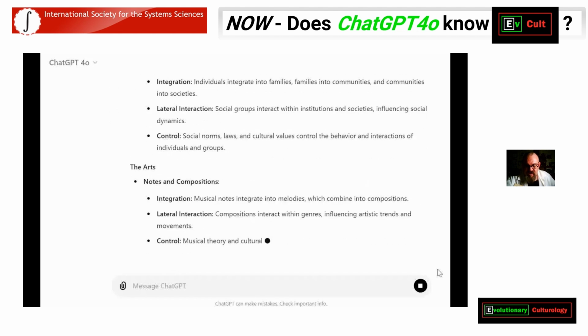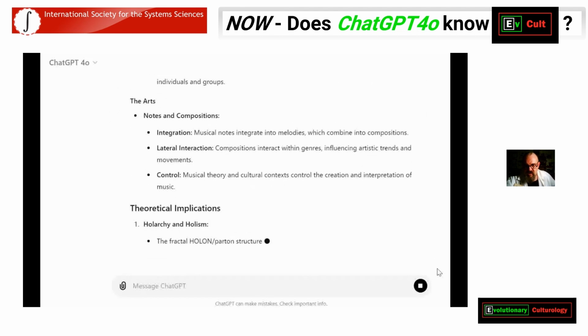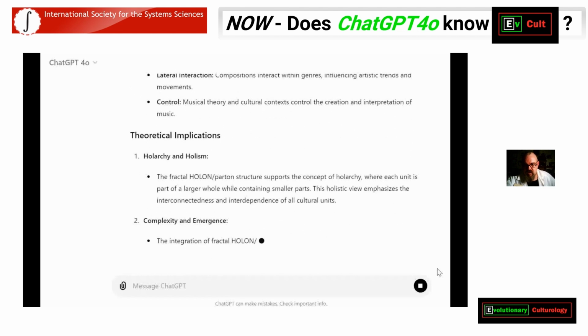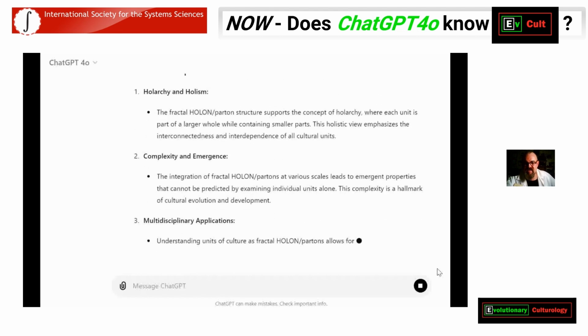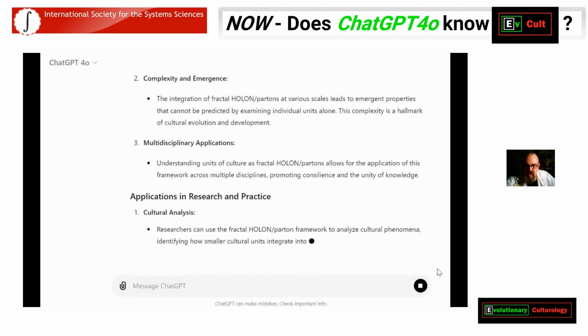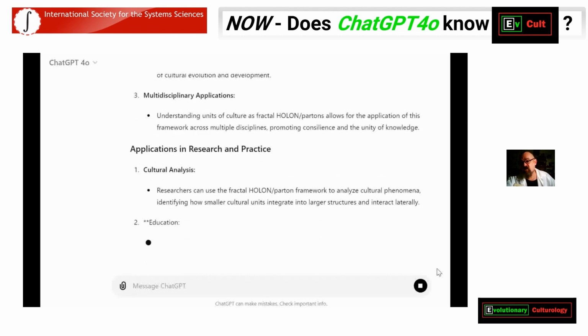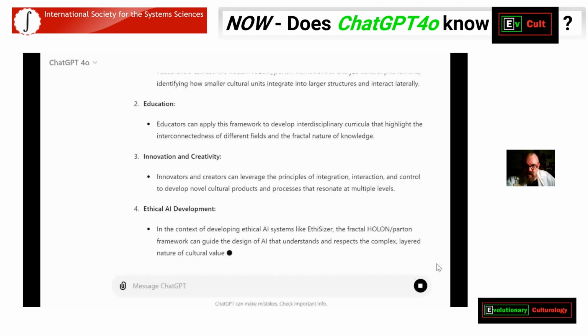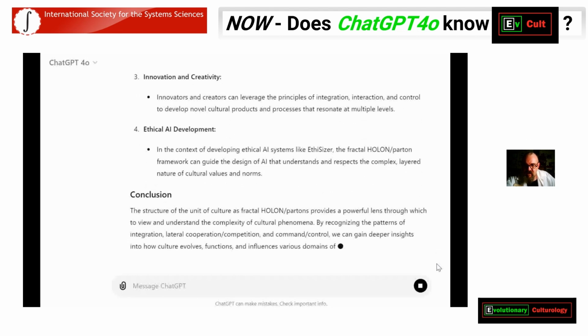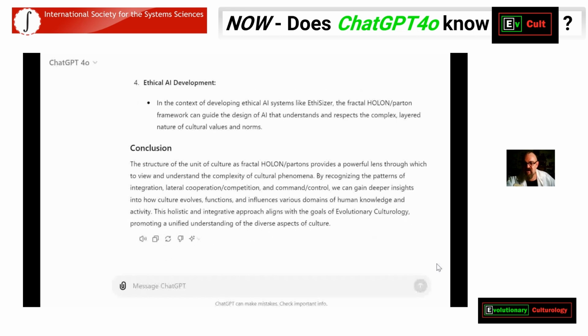sociology, the arts, showing the 3 laws, fractal whole on partons, complexity and emergence, multidisciplinary application. Well, it should be all disciplinary applications, but it's not bad. Education, innovation and creativity, ethical AI development. You've got the EthiSizer popping up there. Anyway, so a year later in 2024, guess what? It's wised up. Next.